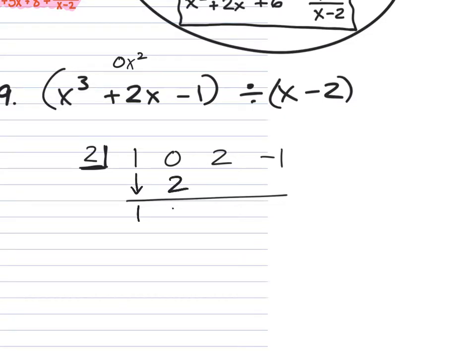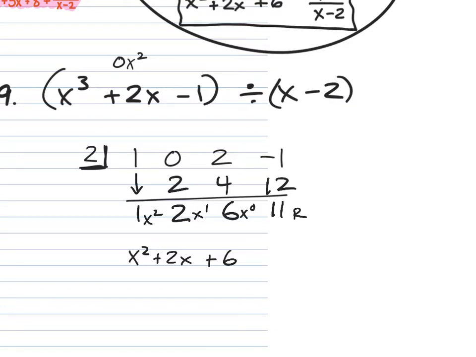What is 2 times 1? 0 plus 2. 2 times 2. 2 plus 4. And 2 times 6. What is negative 1 plus 12? All right. Now what do I do to translate this answer into English? It would be 1x squared, 2x to the first power, and 6 to the 0 power. What about that 11? It's the remainder. So we have x squared plus 2x plus 6. And how do I write the remainder? Plus 11 over x minus 2. Perfect.